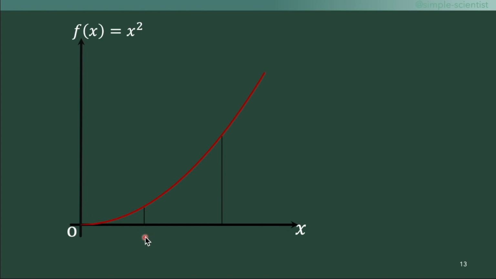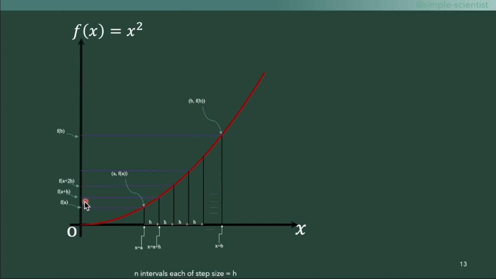Consider 2 points x equal to a and x equal to b on x-axis, then divide the distance between them into n intervals, each of size h. Then draw vertical lines at those interval points. Then look for values of f of x at x equal to a, x equal to b, and in between points. The values are at x equal to a, f of a, at x equal to a plus h, f of a plus h, at x equal to a plus 2h, f of a plus 2h, and so on.